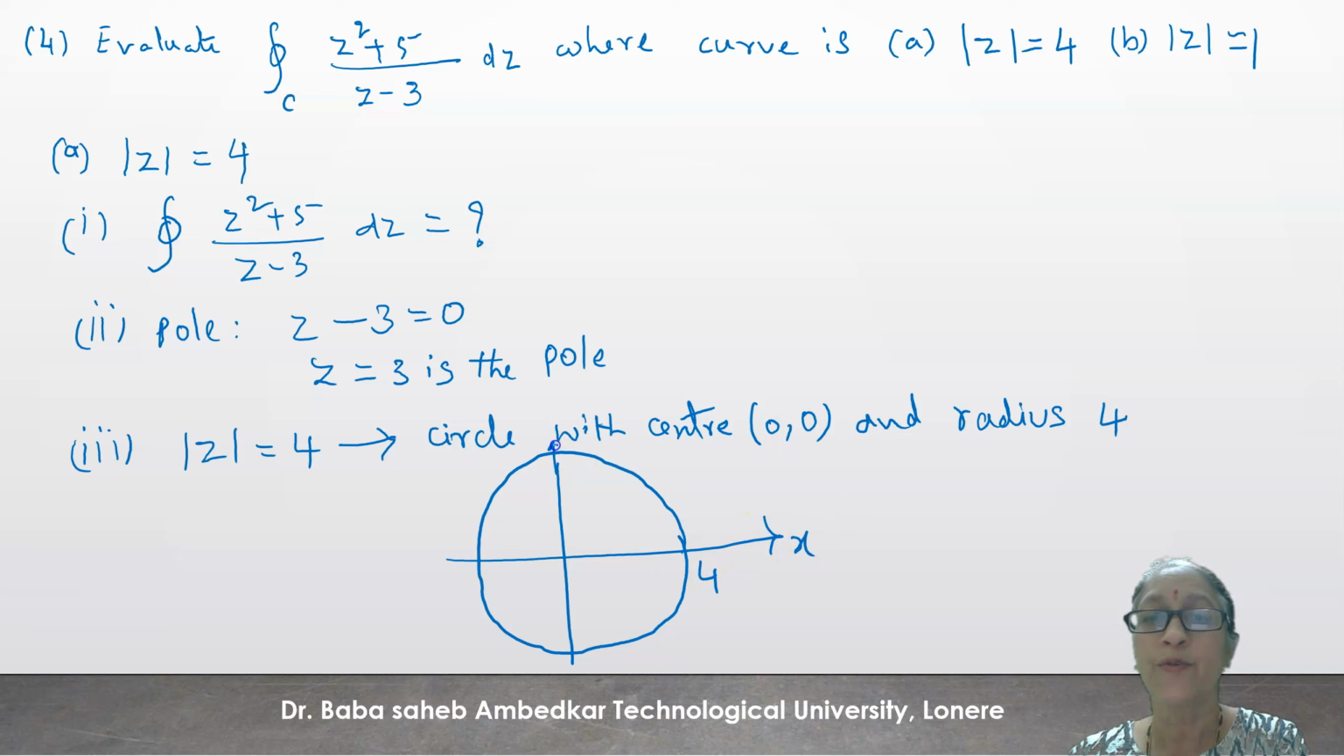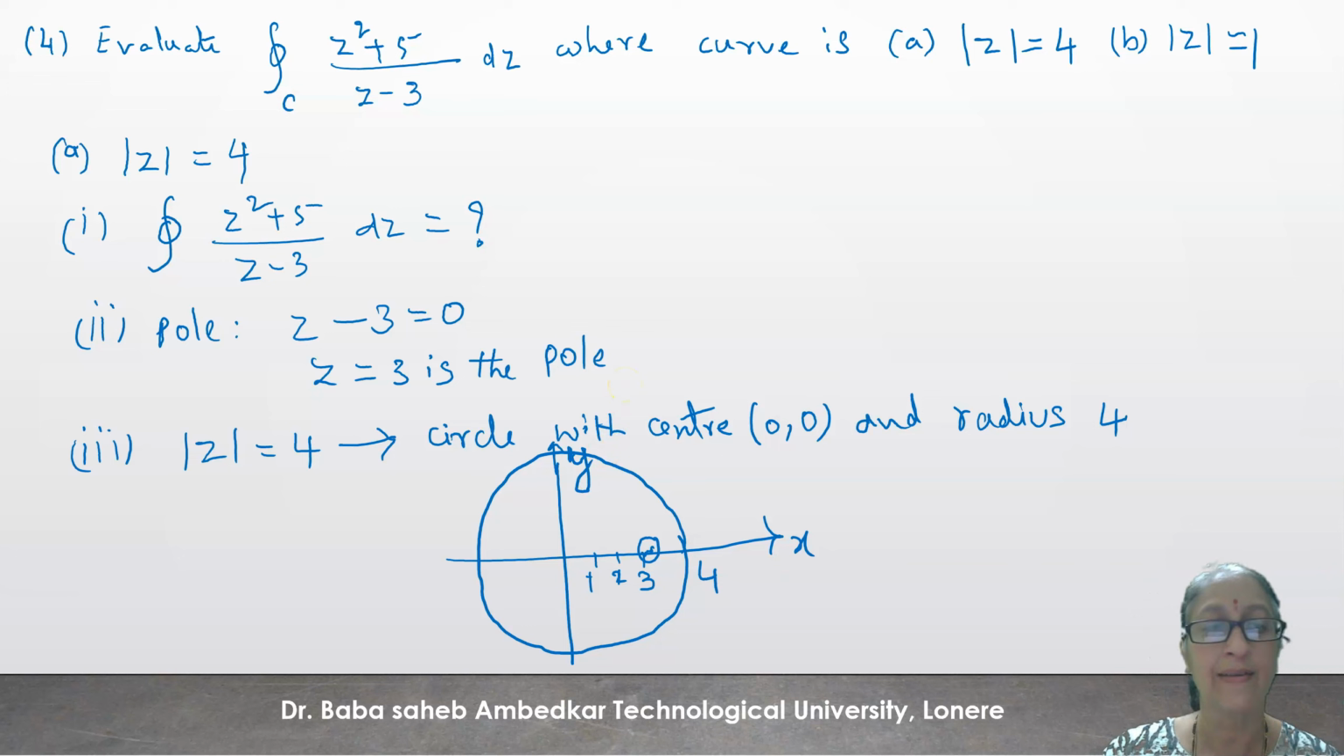If radius is 4, and the pole is 3, that means here 1, 2, 3, 4, so 3 lies within this circle. 1, 2, 3. Okay, 3 lies within this circle. So we have to use Cauchy's integral formula to evaluate this integral. Here only one pole is there, so we have to apply that formula only once.